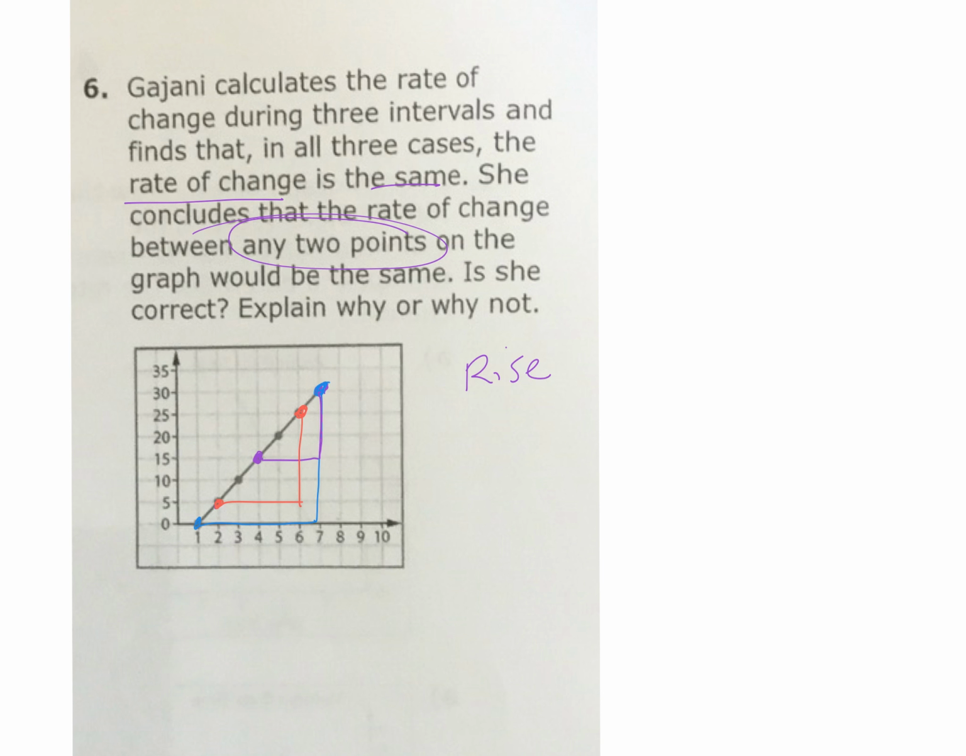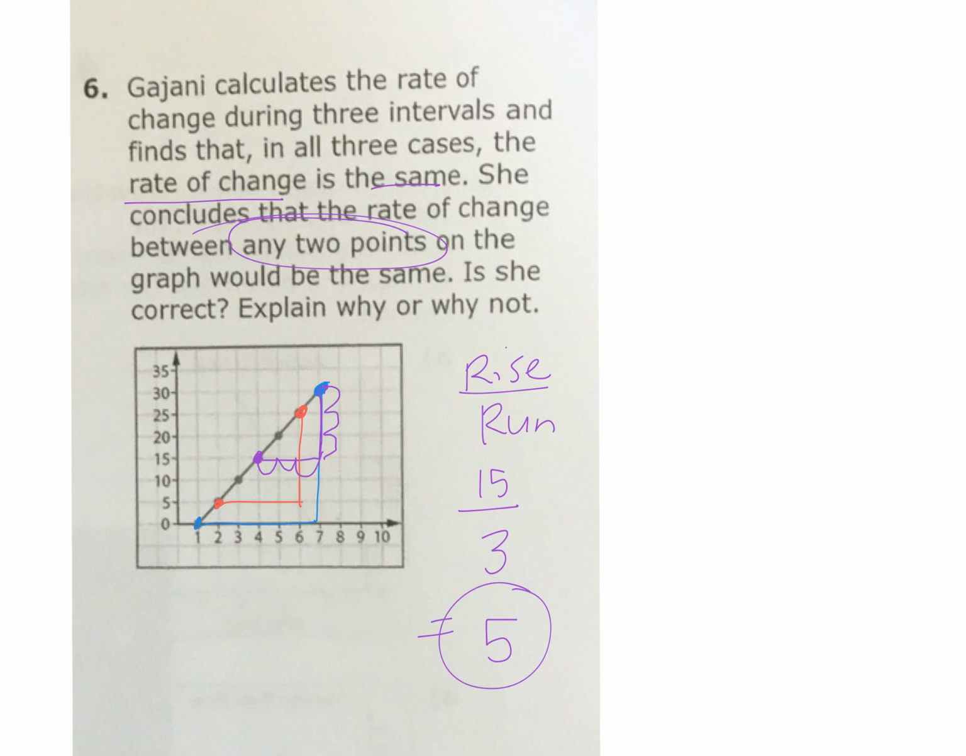Rise over run. It goes up by 5, right? It's a scale of 5, 10, 15, over, what's my run? 1, 2, 3. Okay, I got 15 over 3. What's 15 divided by 3? 5.